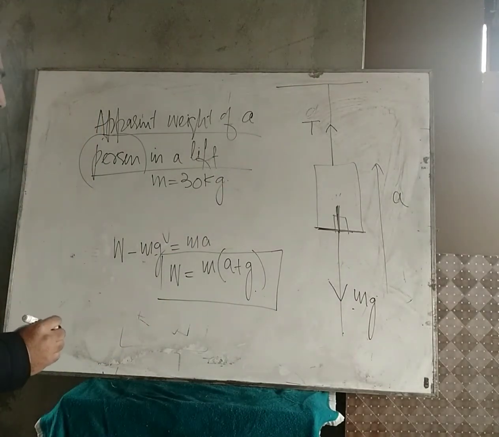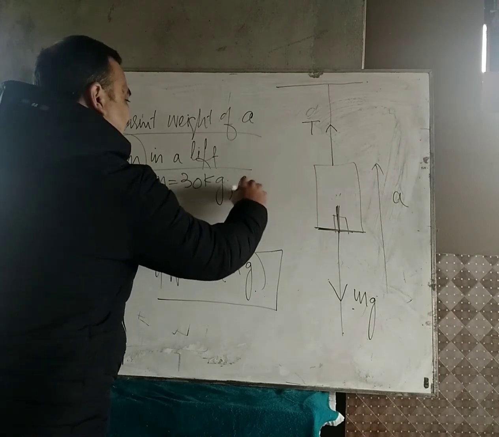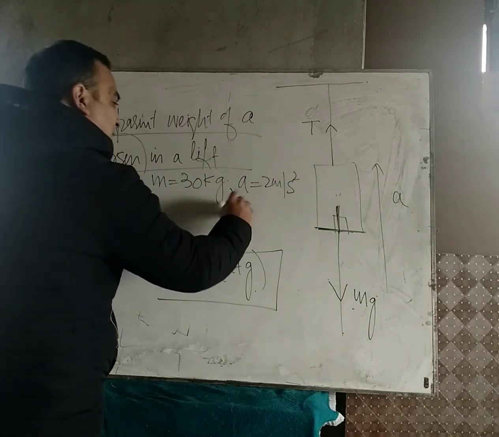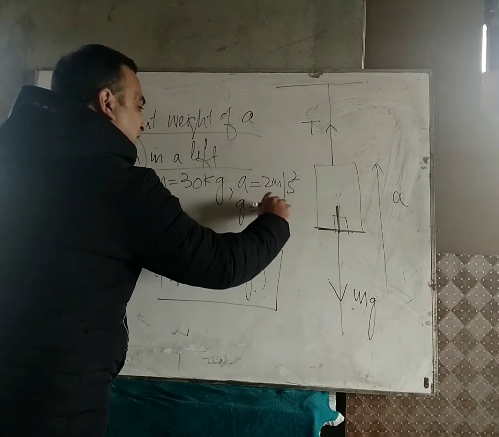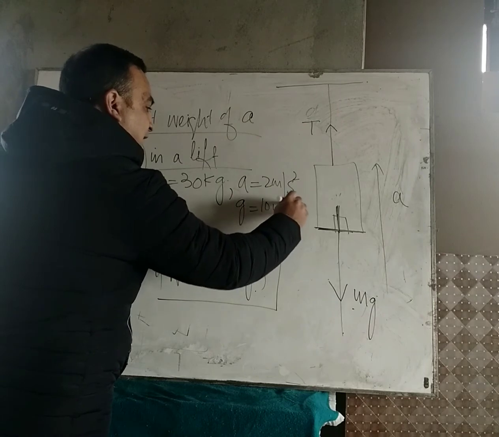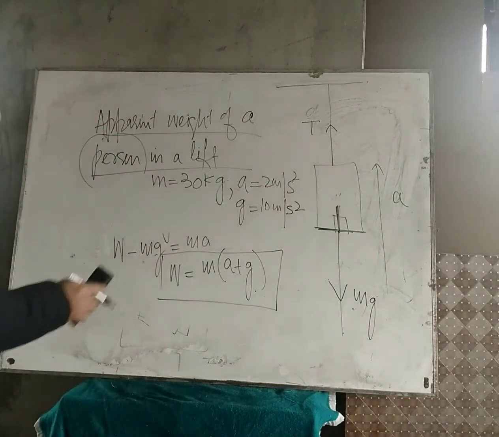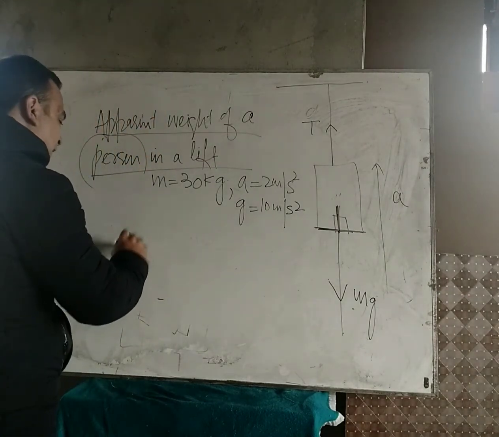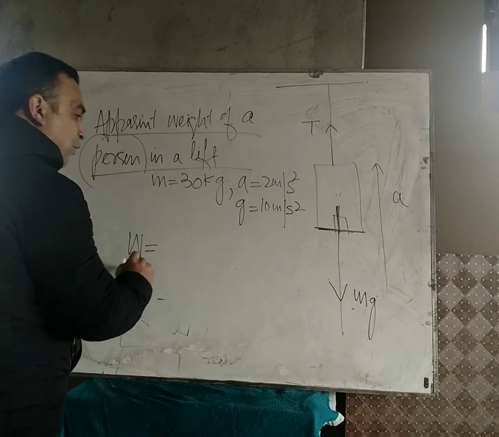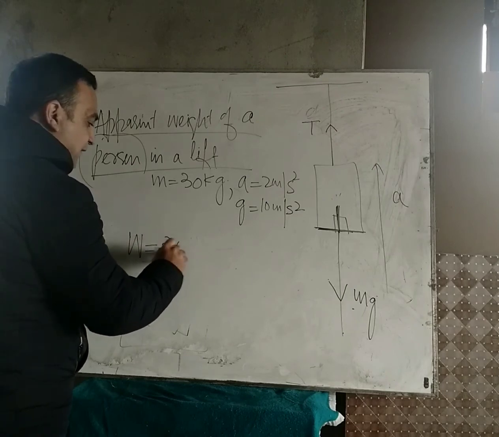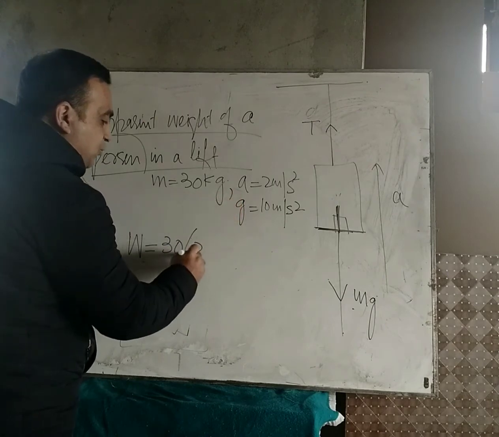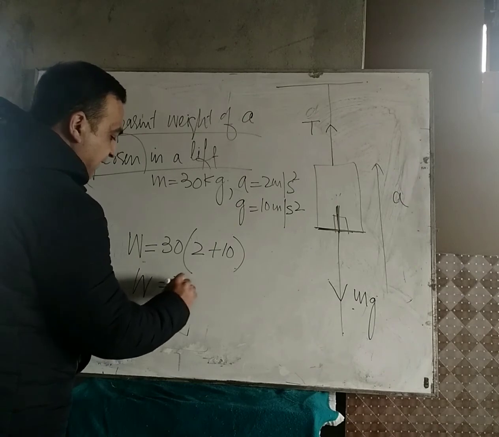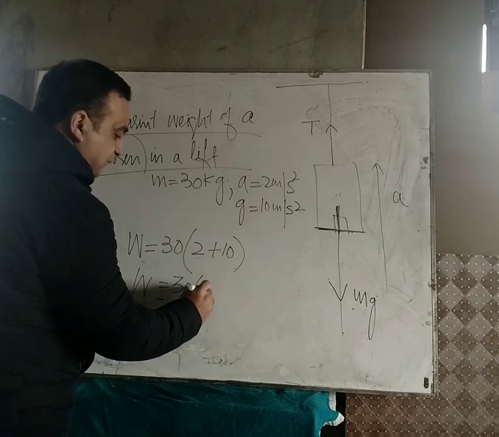What will be his apparent weight if the lift is going up with an acceleration of 2 meters per second square? Let me choose g equal to 10 meters per second square. So what's going to happen here? Okay, so what's my equation of apparent weight in this problem? That is W is equal to m, that's 30, times a, which is 2, plus 10. So W is 30 into 12.